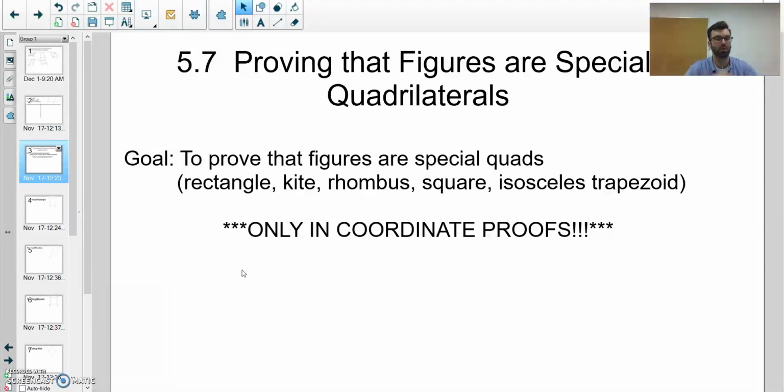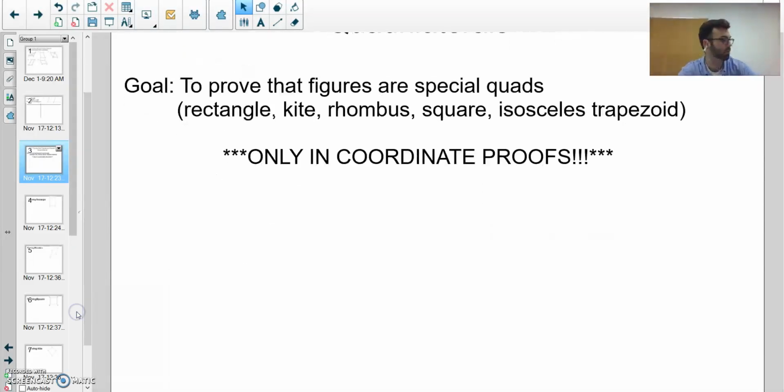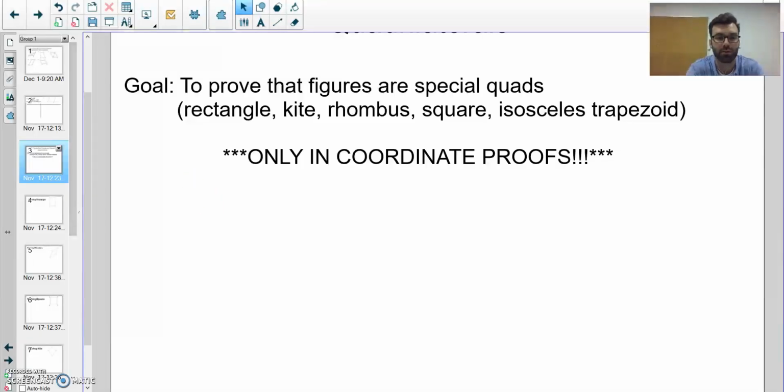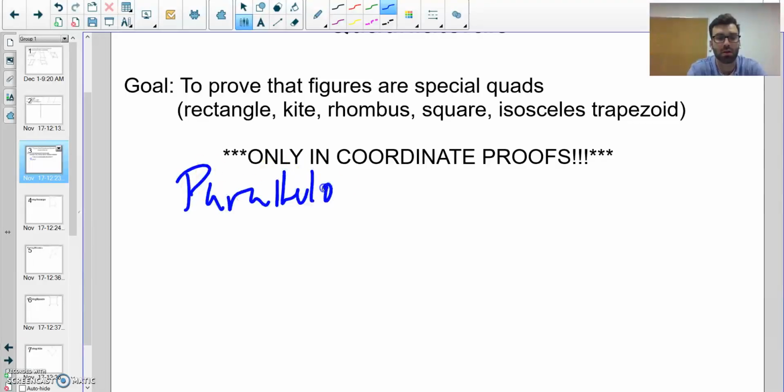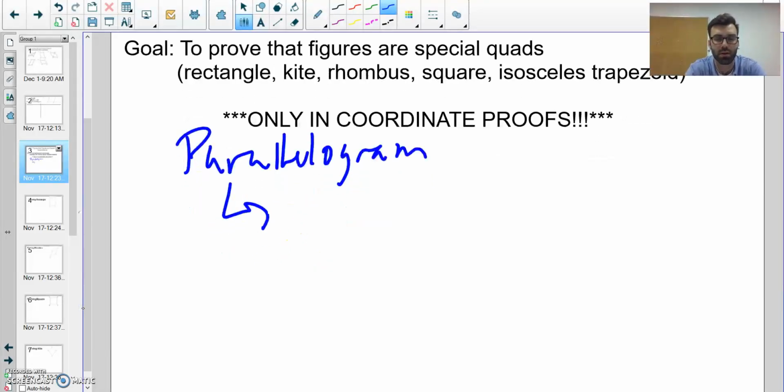Okay, remember our five reasons. We had both pairs of opposite sides are parallel. Well, to prove a parallelogram: both pairs of opposite sides congruent.